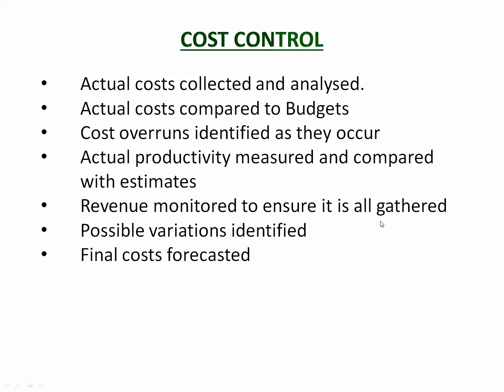Revenue is monitored to make sure that it's all been gathered. Most engineering projects are delivered by contracts, and you need to make sure that everything that you are entitled to, you're actually claiming. Possible variations, so if the client's changed something, then you need to identify that and claim it. And then every month or so, you forecast what the final cost is going to be. So we thought it was going to be $1.2 million. It's probably going to be $1.1 million or $1.25 million, whatever. So you always want to keep an eye on that forecast so that the client and your boss know where the project's heading.